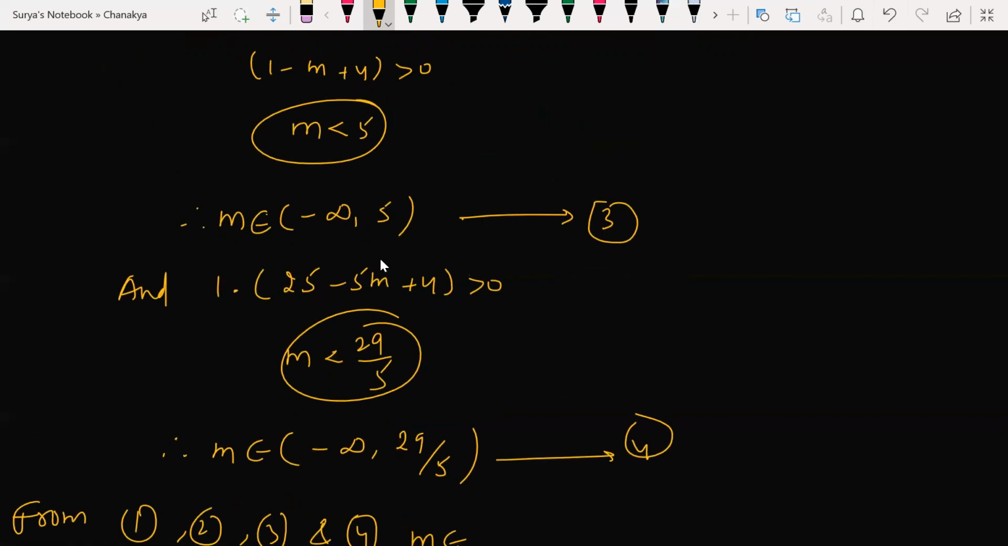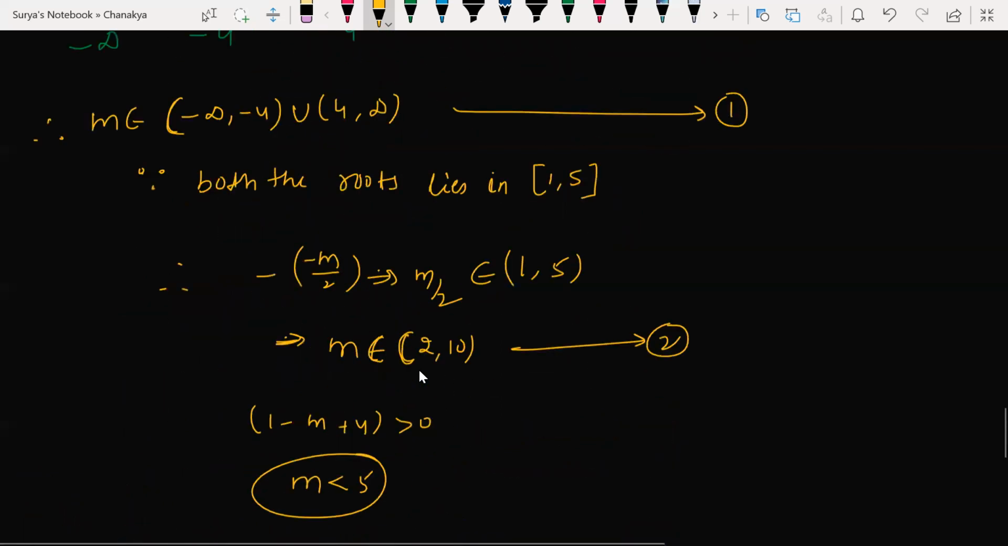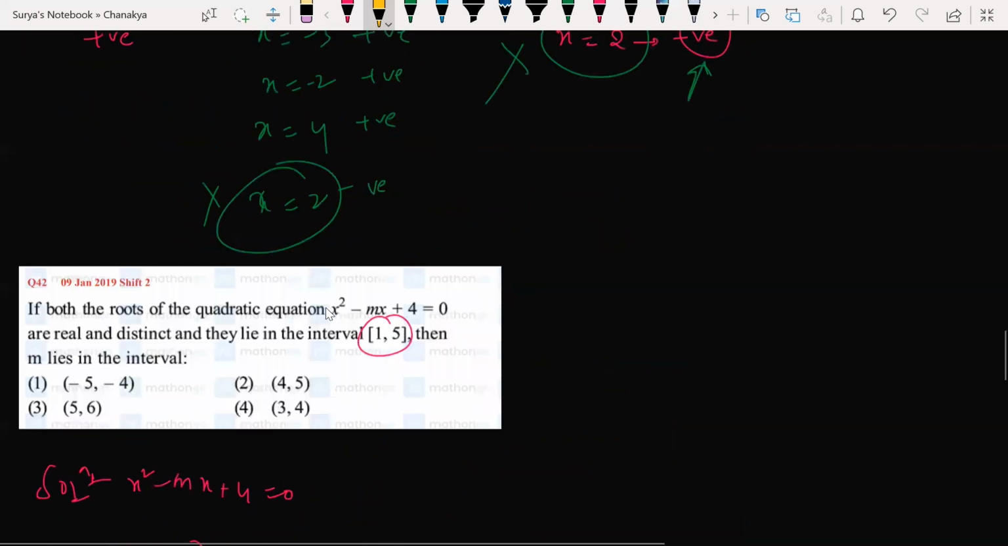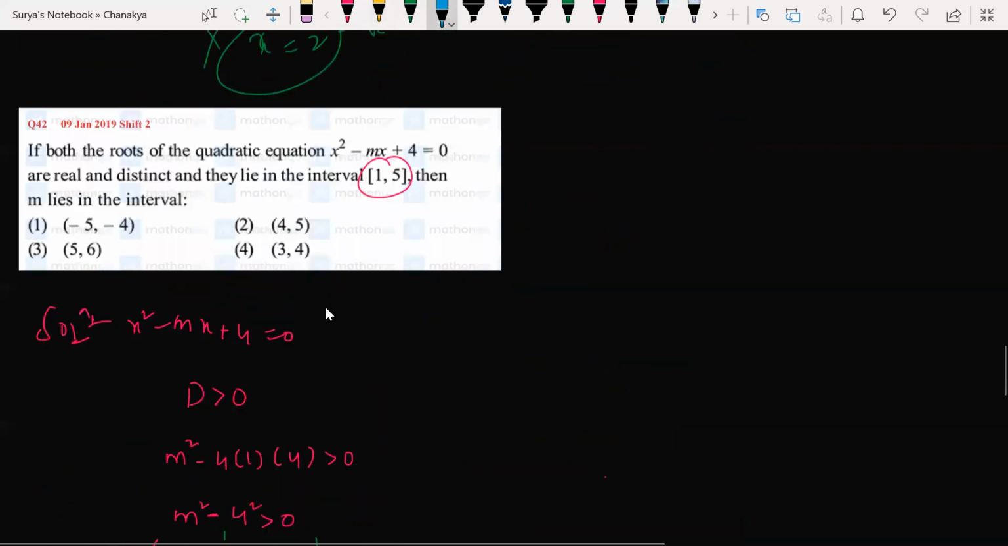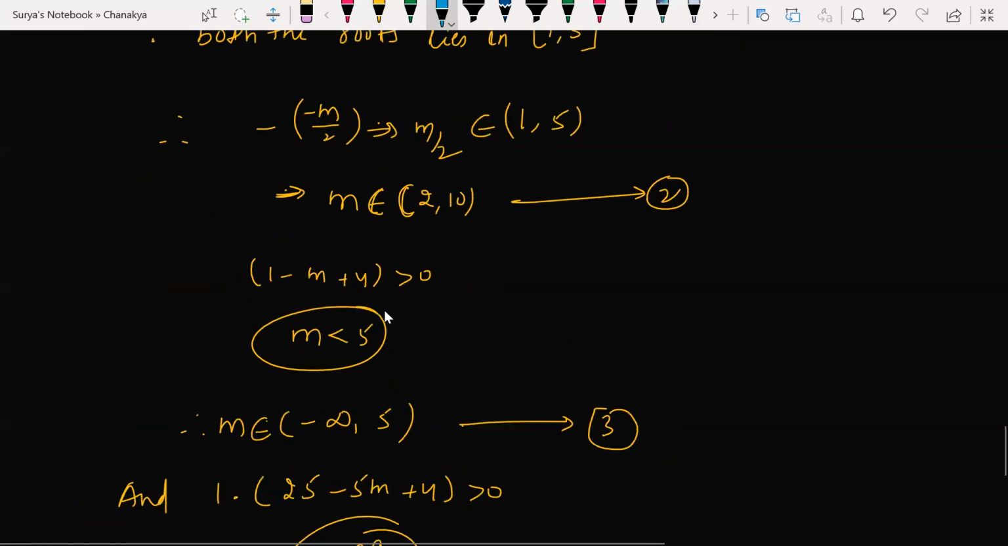29 by 5 is nothing but less than 6 only. So less than 6 is nothing but what? 4 to... Which option is going to be correct? I think option B is correct. Not A, not C, not D as well. Everything will lie between 4 and 5 or not. Check. Does every option lie between 4 and 5 or not?